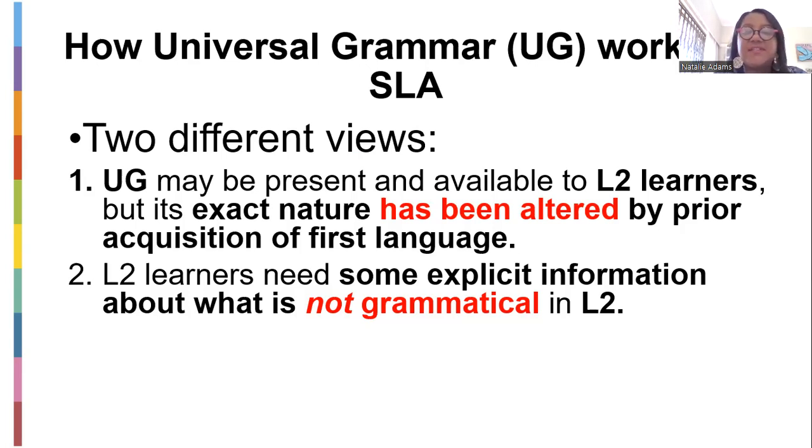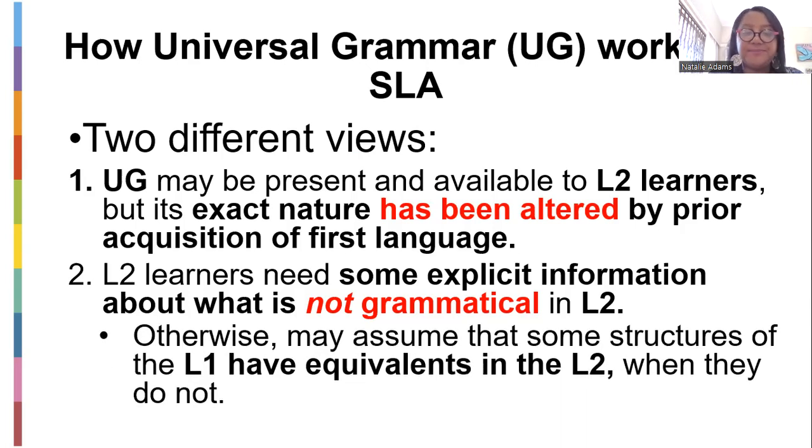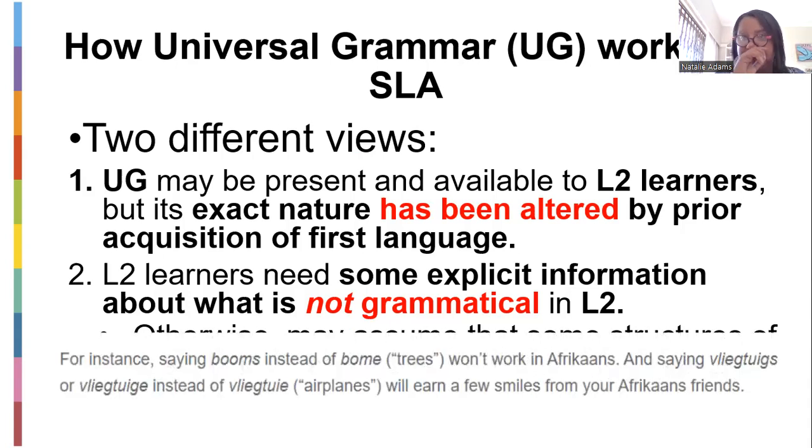Second language learners need some explicit information about what is not grammatical in their second language. I'll explain that a little bit further. Otherwise, second language learners may assume that some structures of the first language have equivalence in the second language when they do not. Okay, and we're going to talk about that a little bit further.